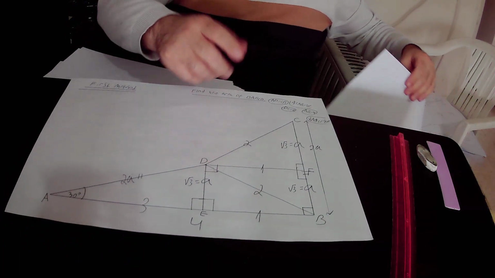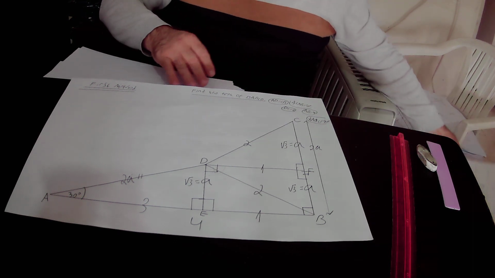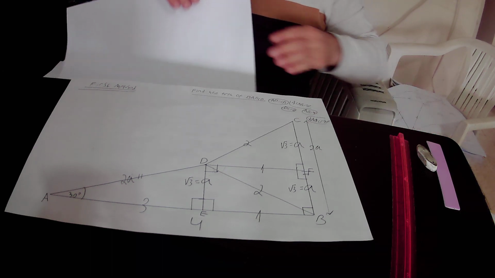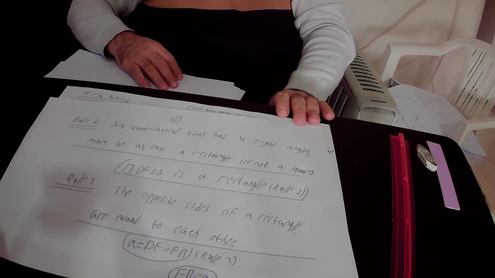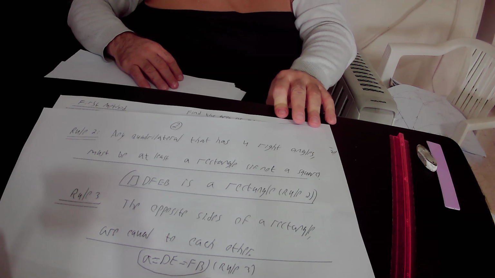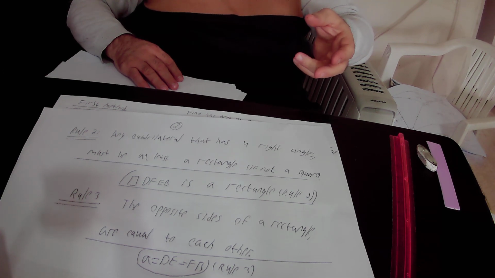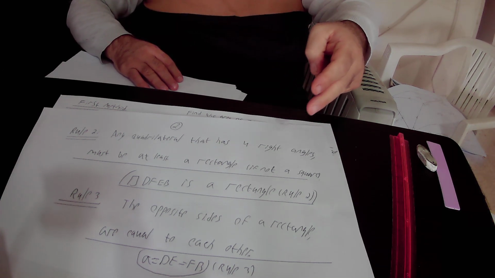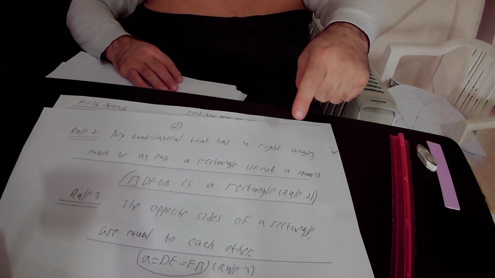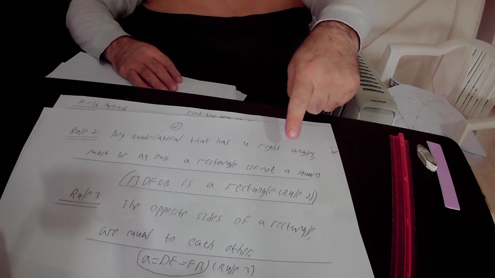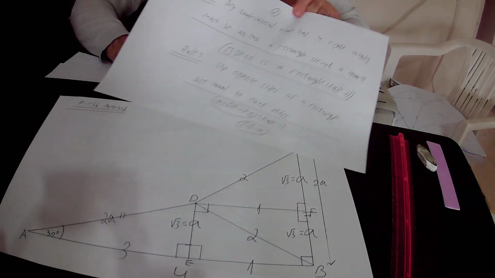This angle is a right angle. Therefore, in quadrilateral DEFB we have 4 right angles. And we have rule number 2. According to rule number 2, any quadrilateral that has 4 right angles must be at least a rectangle, if not a square. So we will relate to quadrilateral DEFB that has 4 right angles as a rectangle, because according to rule number 2, it must be a rectangle at least. So quadrilateral DEFB is a rectangle.